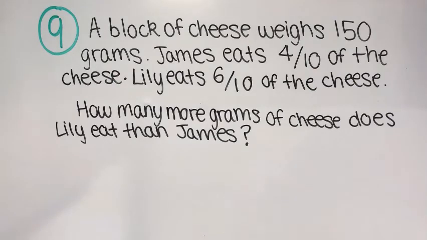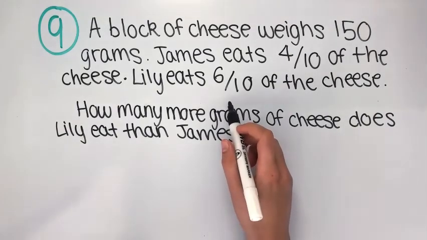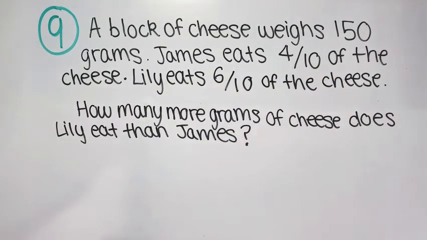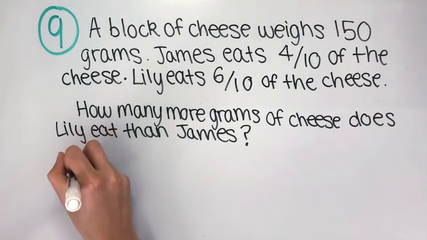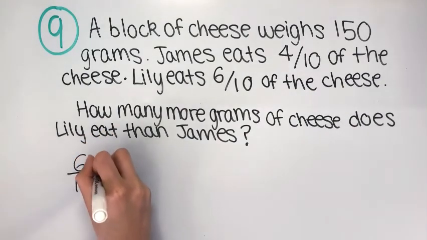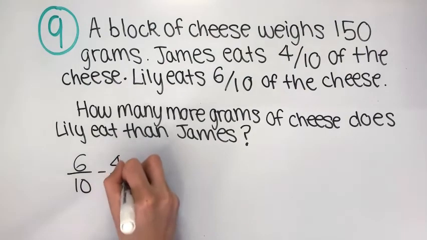Question 9. A block of cheese weighs 150 grams. James eats 4/10 of the cheese. Lily eats 6/10 of the cheese. How many more grams of cheese does Lily eat than James? We are going to start off by taking 4/10 away from 6/10. 6 over 10 minus 4 over 10.